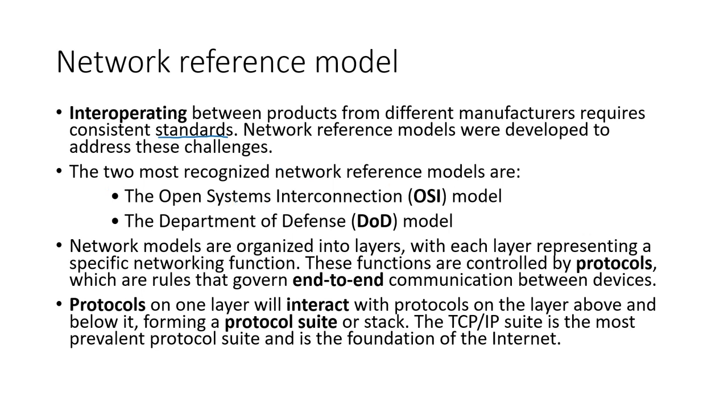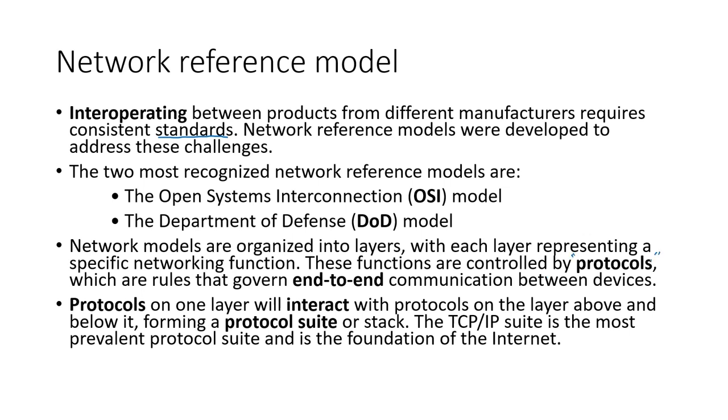One is OSI, which is Open System Interconnection, and the other model is the Department of Defense model. These network reference models are organized into layers. Both the OSI and the DoD model have a few layers. That is the representation of your networking function, which means if you are transferring data, it's not going straight from one machine to another machine. It's segregated into a few layers of functions that govern the end-to-end communication. That is what are called protocols.